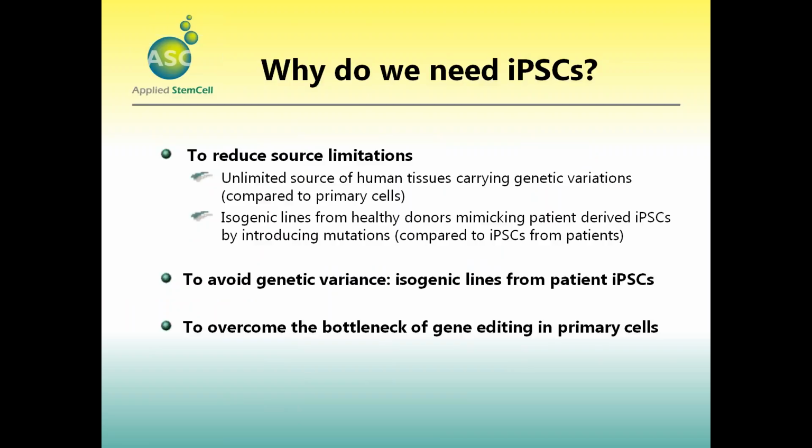So what is the advantage of using iPS cells? If compared with primary cells, the iPS cells provide an unlimited source of human tissues carrying genetic variations. In addition, patient sources can be limited. Isogenic lines from healthy donors can mimic patient-derived iPS cells by introducing mutations. Another advantage is that we can use isogenic iPS cells from the patient to avoid genetic variants.